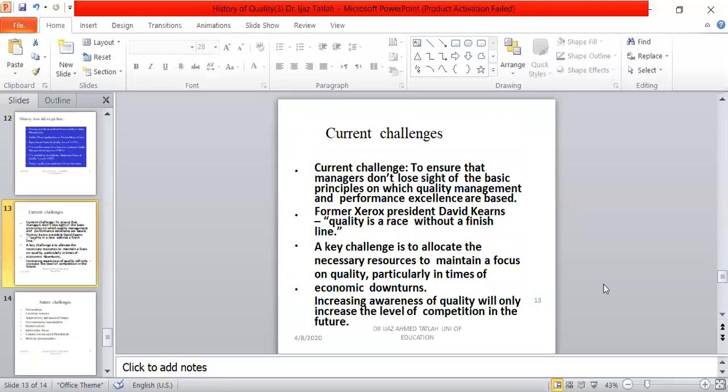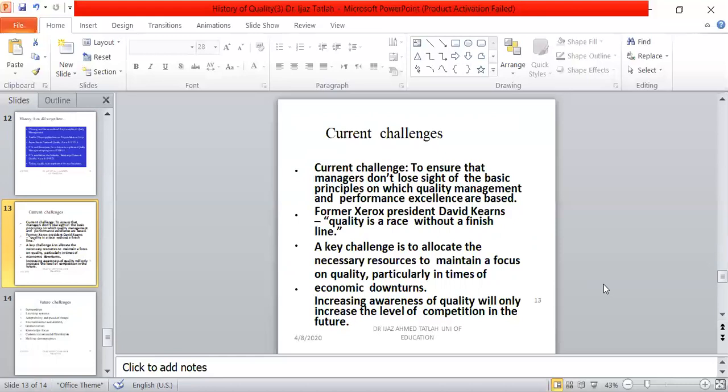Let's discuss the different current challenges to quality. To ensure that managers do not lose sight of the basic principles on which quality management and performance excellence are based. Former Xerox president David Kearns said quality is a race without a finish line. So it's an infinite race. A key challenge is to allocate the necessary resources to maintain a focus on quality, particularly in times of economic downturn. Increasing awareness of quality will only increase the level of competition in future.